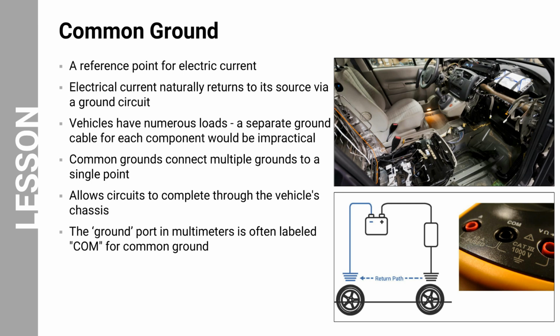A common ground in electrical circuits refers to a shared reference point for all ground connections within a circuit or system. Instead of having separate ground connections for each component or load, a common ground allows multiple ground connections to be connected to a single point. This simplifies the wiring layout and reduces the complexity of the circuit. In a common ground configuration, all ground connections ultimately lead back to the same point, typically the negative terminal of the power source or a designated grounding point on the circuit board or vehicle chassis.